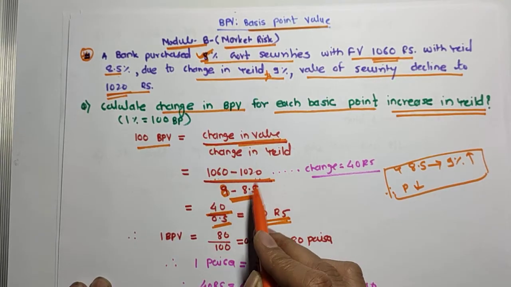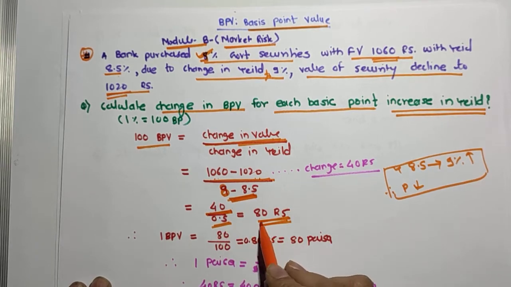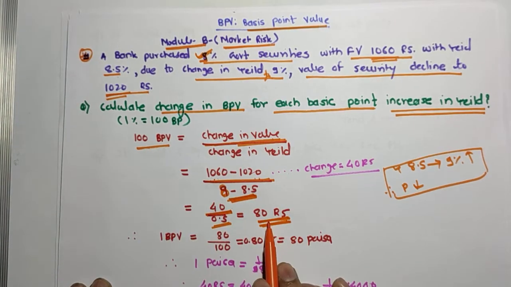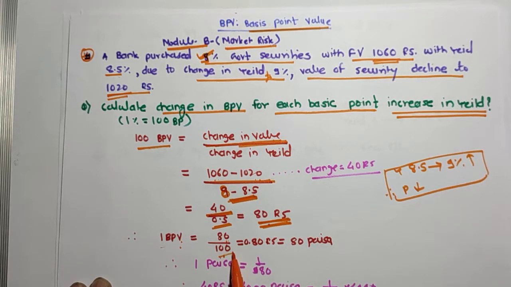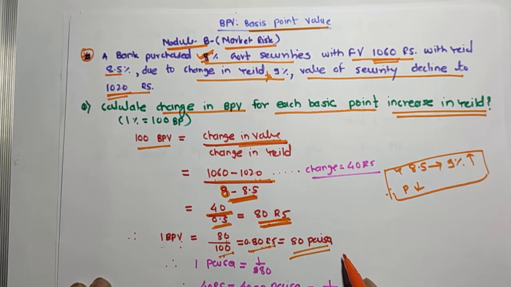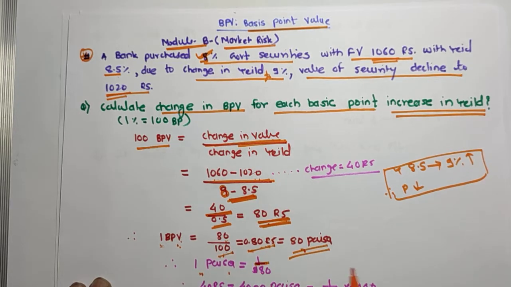Just subtract and you will get 40, and divide it by the change in yield, that is 0.5. When you solve this, you will easily get 80 rupees for 100 basis points. So for 1 basis point it will be 80 upon 100, that becomes 0.80 rupees, that is nothing but 80 paisa, right? So for 1 basis point there is an 80 paisa change. So for 1 paisa, it is 1 upon 80 basis point.